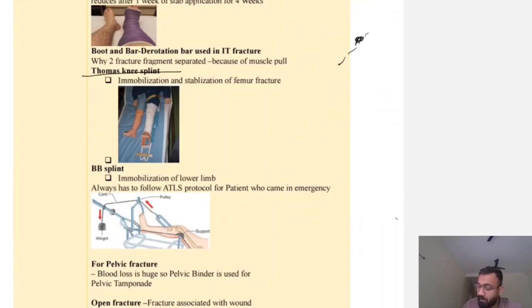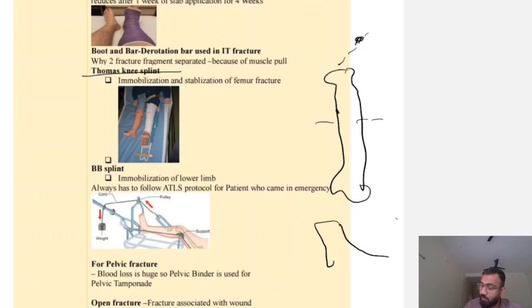Next is Thomas knee splint. It is used for stabilization of femur fracture. Let's assume this is the femur bone. It got fractured from here. The fracture fragment will be like this.